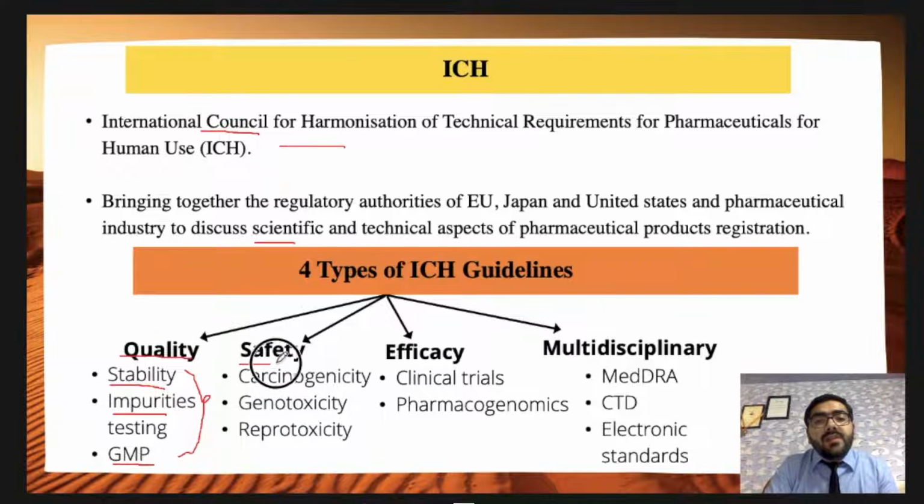Then there will be the safety guidelines. In the safety guidelines, carcinogenicity, genotoxicity and reprotoxicity are covered. In efficacy guidelines, clinical trials and pharmacogenomics are discussed, and various types of guidelines exist for efficacy studies, safety and quality, and multidisciplinary. In multidisciplinary, there are other subtopics like guidelines for MedDRA, CTD, and electronic standards. So these are the 4 types of ICH guidelines.